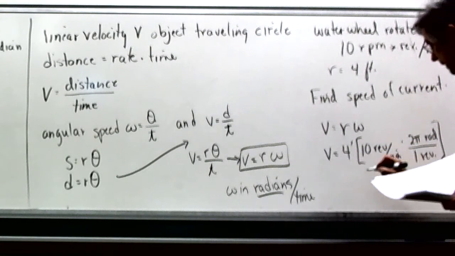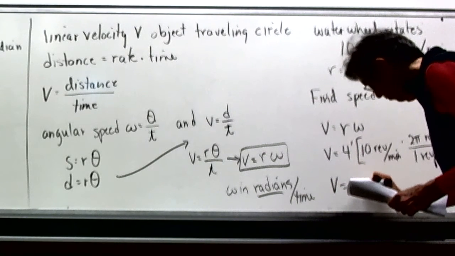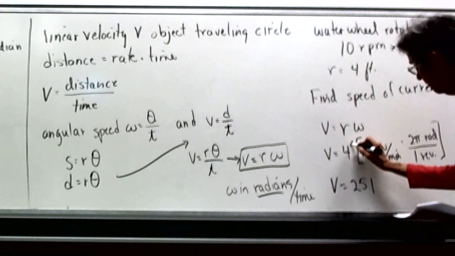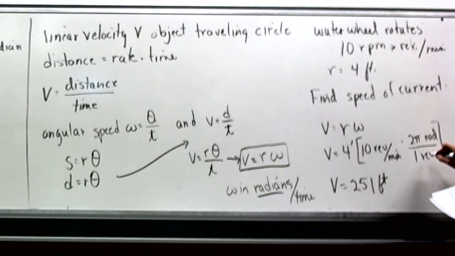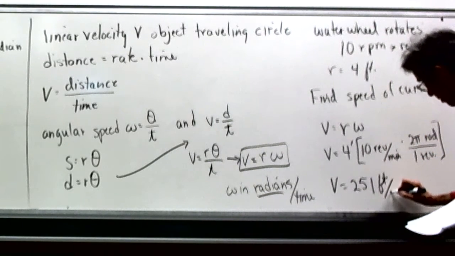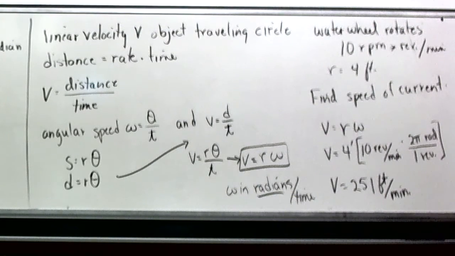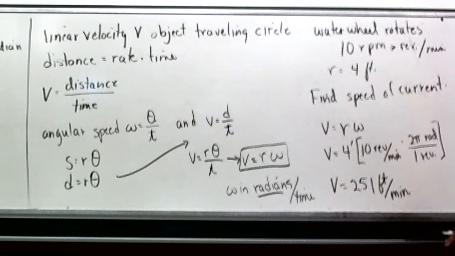And I just plugged that into my calculator. I came out with 251. This is approximately. And we're working with feet. The revolutions are gone, and so we end up with feet per minute. So that is the velocity of this stream that's pushing the wheel around, 251 feet per minute.